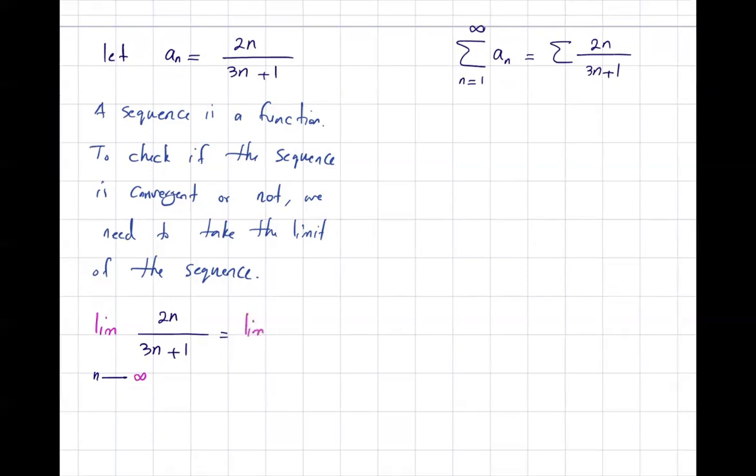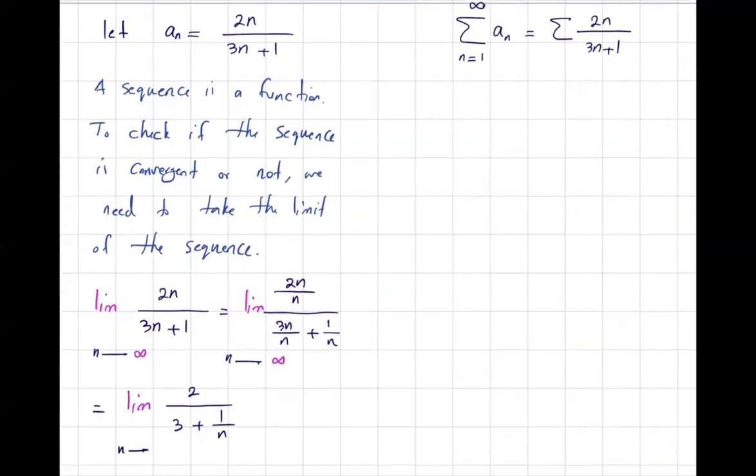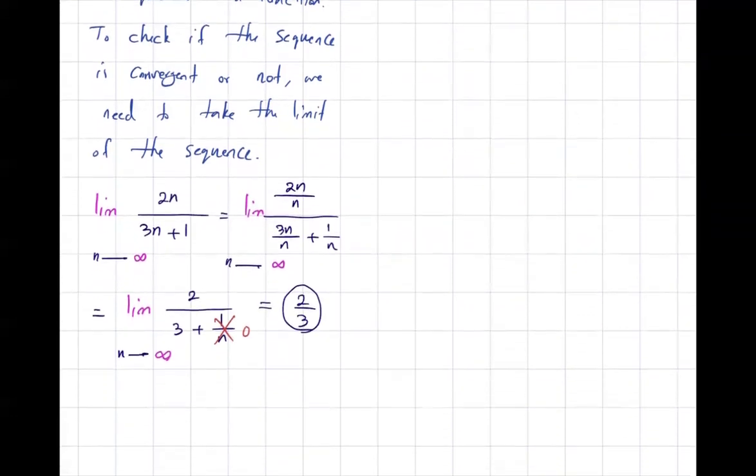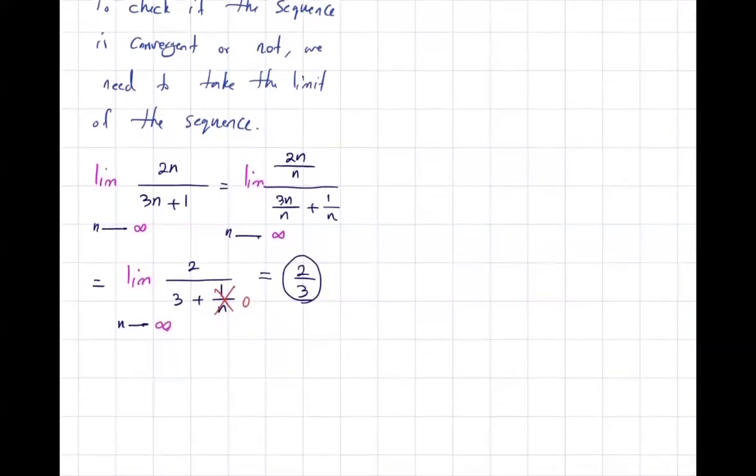The algebra was, we divide everything by n. So here you get 2n divided by n over 3n over n plus 1 divided by n as n goes to infinity. And then simplify this as much as you can. You have the limit of 2 divided by 3 plus 1 over n as n goes to infinity, which basically gives you 0 here. So you have the limit of 2/3, which is constant. And then you're going to say that since the limit is a unique numerical value, the sequence is a convergent sequence.